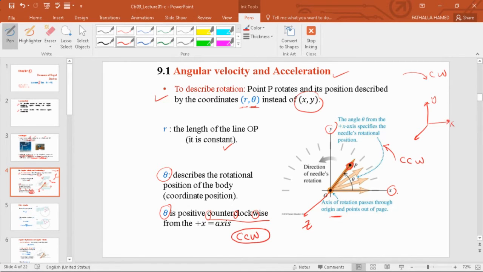So we're going to assume that the object is rigid. It is rotating around an axis. And in this case, the rotation is around the z-axis, but the object is in the xy plane. And we measure the angular position theta relative to the positive x-axis.